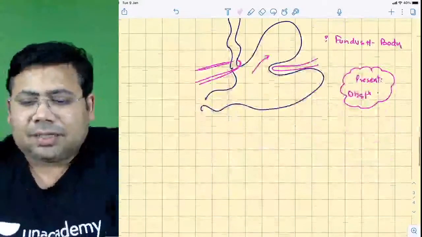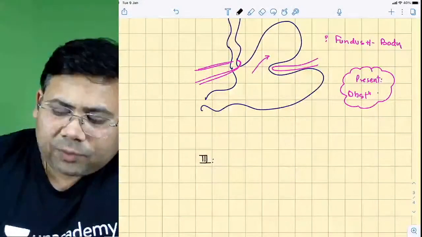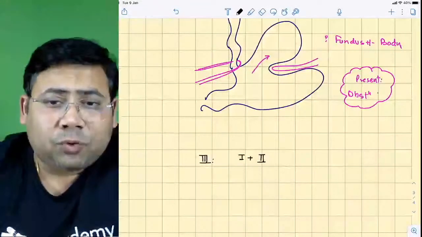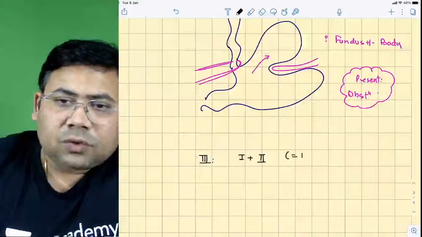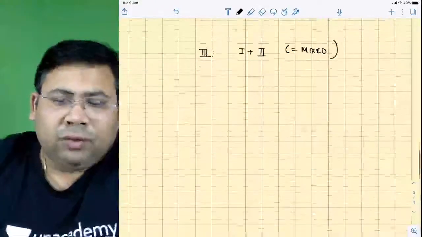The next, the third, so we have type 1, type 2 and type 3. It is a combination of type 1 and type 2. Remember, this is also known as mixed. So what is it going to do?